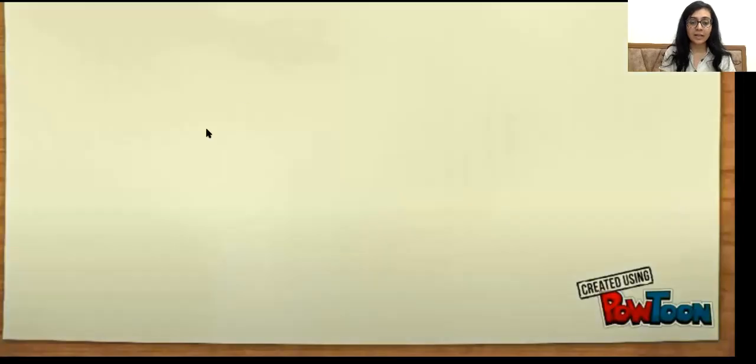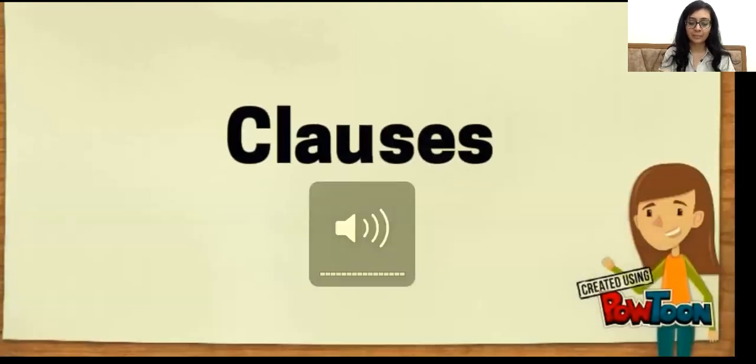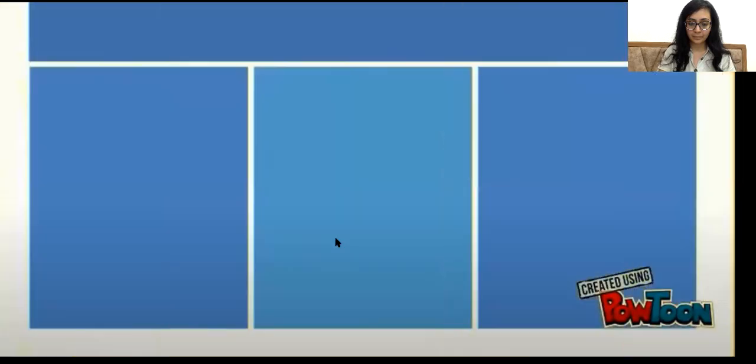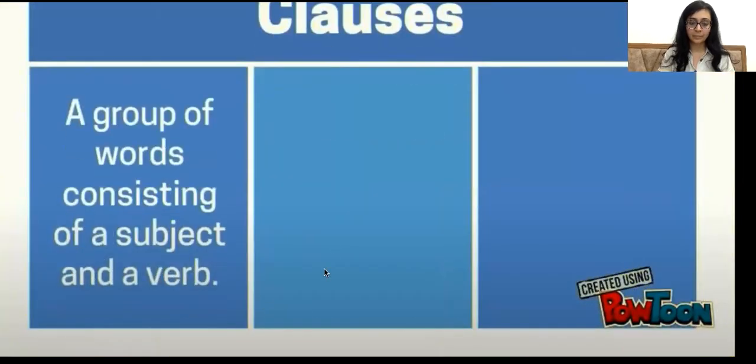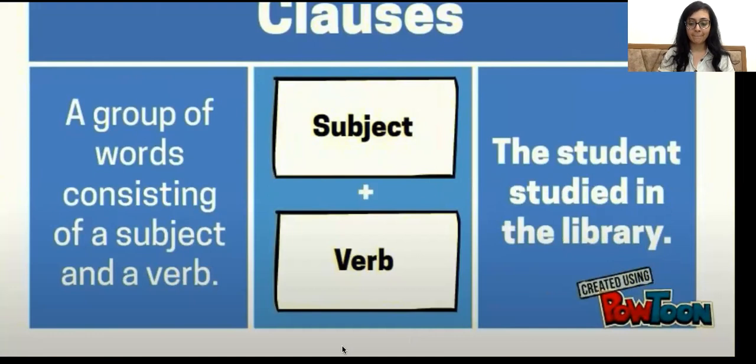let's understand. Hi. In this quick video, I will define a clause and explain the differences between an independent and a dependent clause using several examples. A clause is a group of related words that consist of both a subject and a verb. The following sentence is a clause. The student studied in the library. You can see that the sentence contains a subject, in this case the student, and a verb, studied.